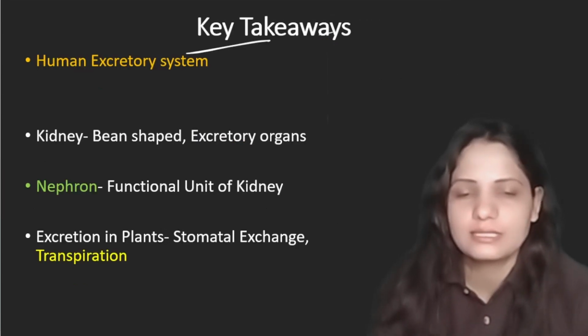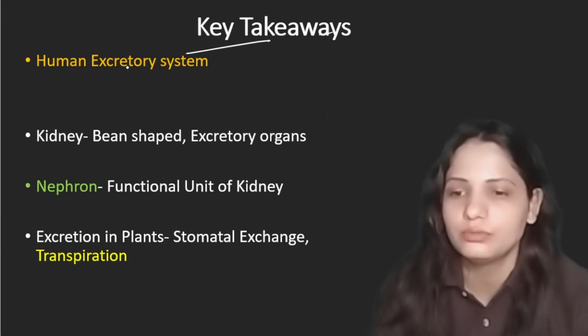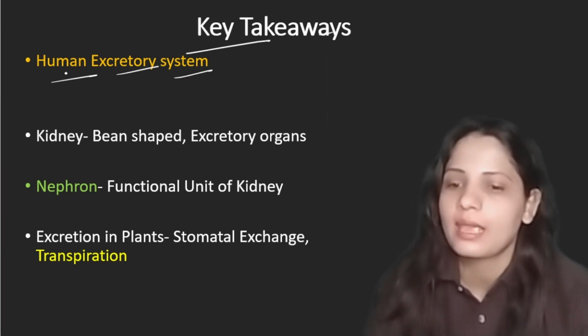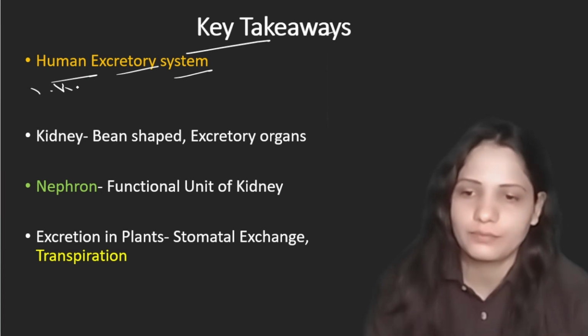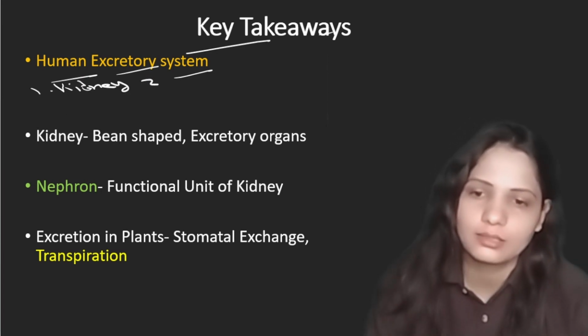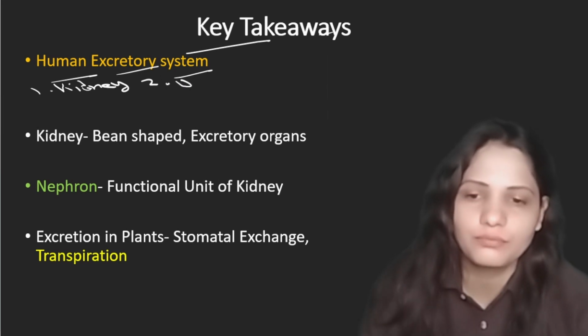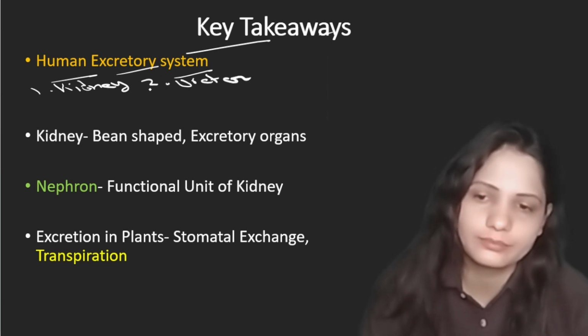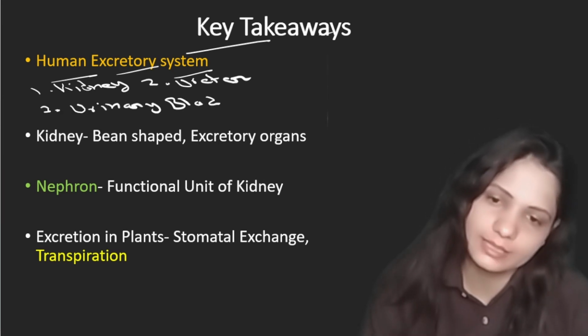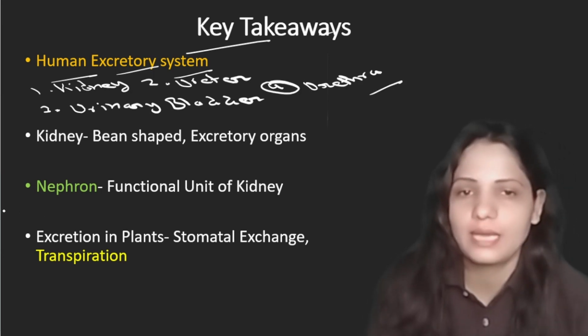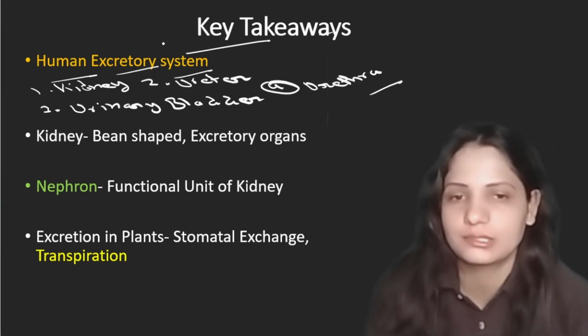Key takeaways of this lecture: if I try to sum up the important points of the chapter, we have discussed the human excretory system and seen its different parts. First we have the kidney. Second we have a pair of ureters. Third we have the urinary bladder. And fourth we have the urethra. This we have discussed in our human excretory system part.